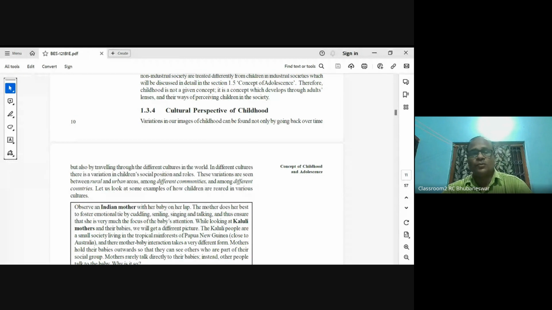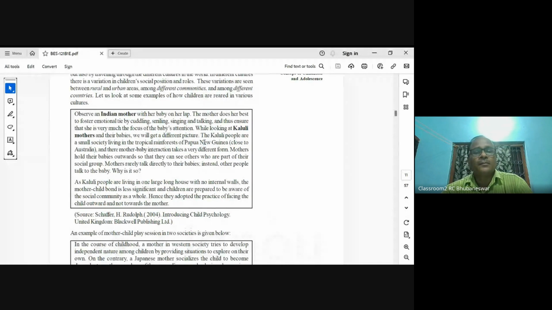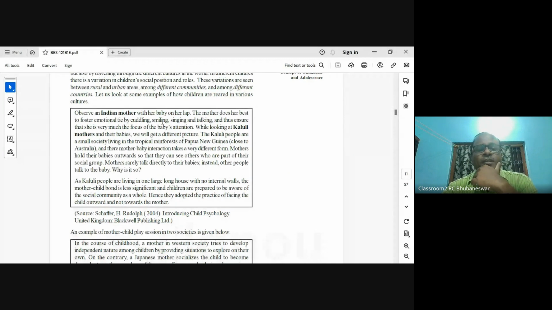Here is an example. When we observe an Indian mother with her baby on her lap, the mother does her best to foster emotional tie by cuddling, smelling, singing and talking, and thus ensures that she is very much the focus of the baby's attention. While looking at Kaluli mothers and their babies, we will get a different picture. The Kaluli people are a small society living in the tropical rainforest of Papua New Guinea. So here is an example of the difference between communities, like Indian mother and Kaluli mother.